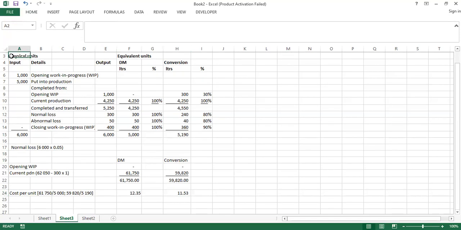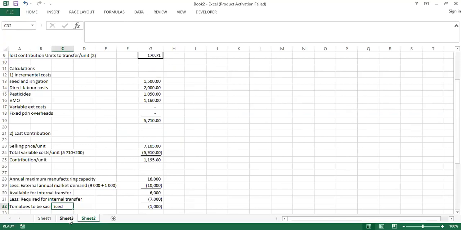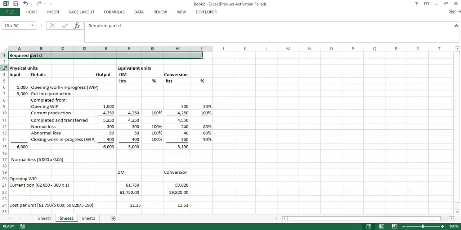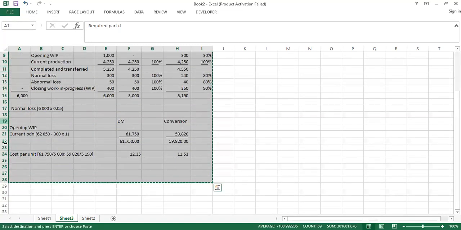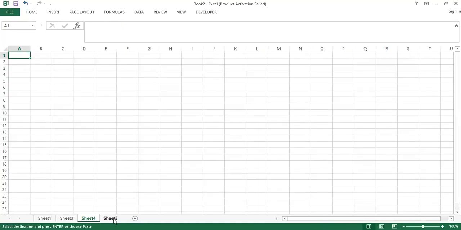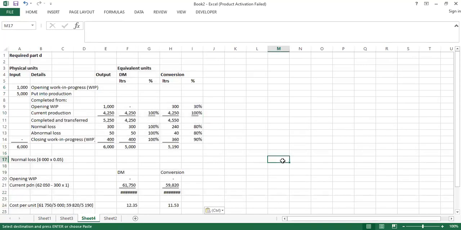So let me copy this into another sheet. Let's see what we had copied here last time. Okay, something totally different. So I'm just going to copy this into another sheet so that we keep this information, and then we run a calculation now on the weighted average method. Right, so this is what we have there. So suppose the question wanted us to use the weighted average method.